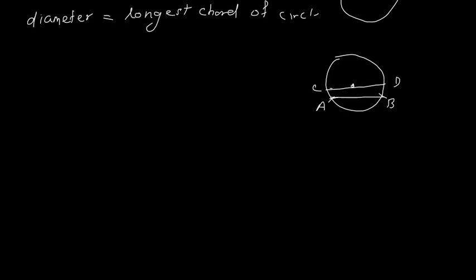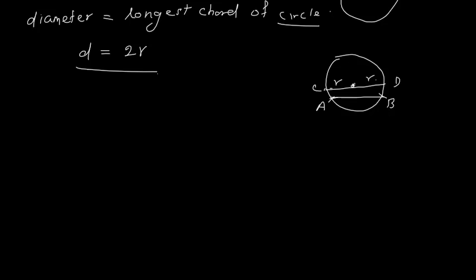It is passing through the center. So from center to point C it is radius, from center to point D it is radius. So this diameter is equal to 2 times radius. So diameter we indicate with a small d. So d is equal to 2 times radius, and this diameter is the longest chord of the circle.